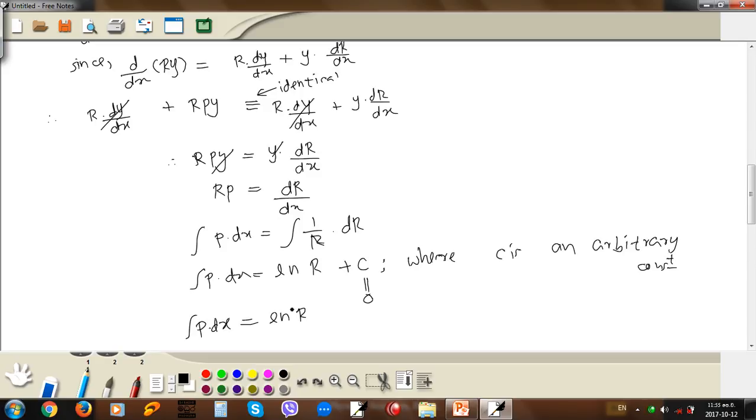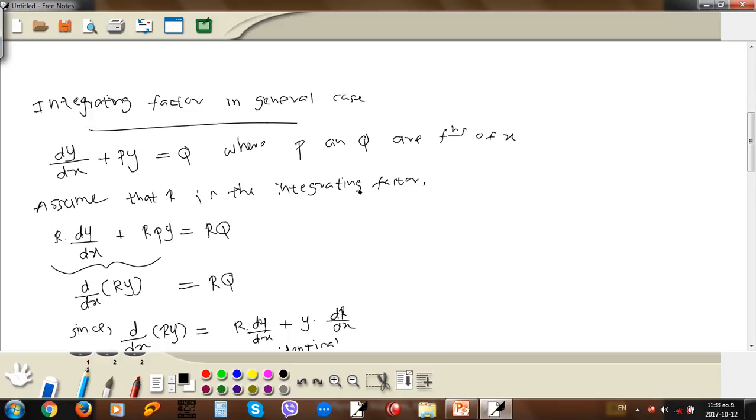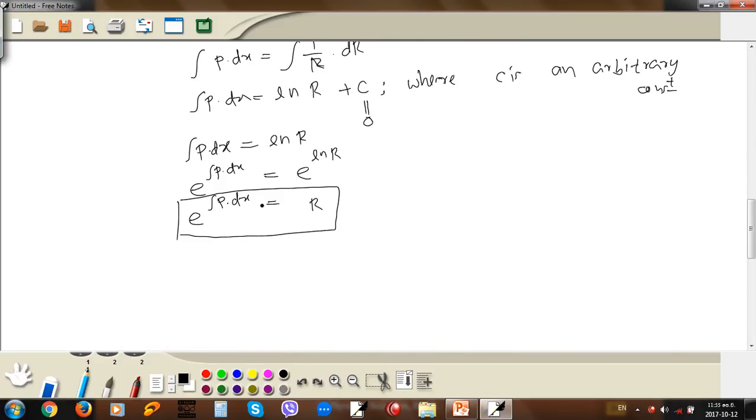Okay, then we take e to the power integration of p dx, right? Then e to the power ln r: ln and e to the power cancel, so e to the power integration of p dx equals r. So we get r as the integrating factor. So how can we find the integrating factor? We assume r is the integrating factor, then we found the answer for r is e to the power integration of p dx.